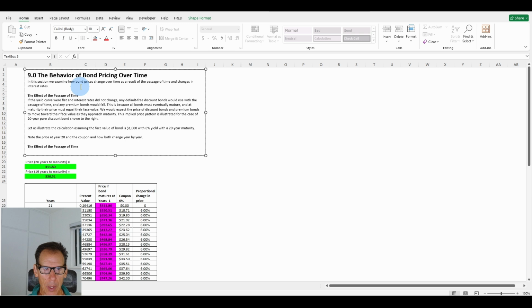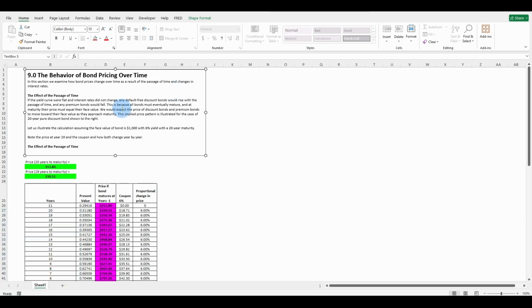In this section, we examine how bond prices change over time as a result of the passage of time and changes in interest rates. This is going to separate those that want to get into fixed income and those that go, well, I like the stock market, so you fixed income folks knock yourself out. I'll learn the basics here, but I'm not going to deal with this complexity, and it's going to get very complex.